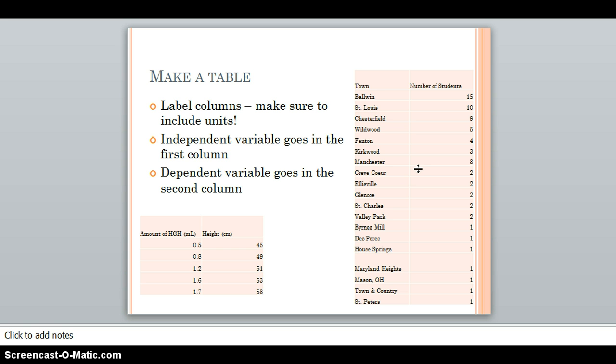It would be silly to say that depending on how many students live there, I know the name of the town. So just because there are 15 students living in a town, I can't necessarily call that town Baldwin. But because I'm looking at the town of Baldwin, I can count 15 students who go to Kennedy who live there. So the town is my independent variable, and the number of students is my dependent variable.